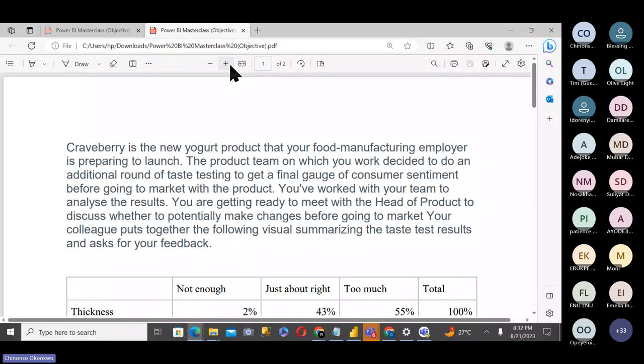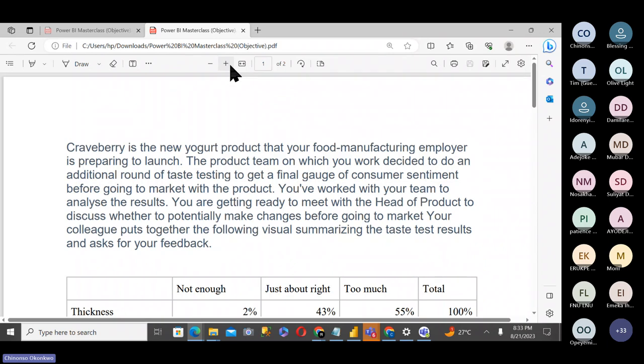Crayberry, the new yogurt product that your food manufacturing employer is preparing to launch. The product team on which you work decided to do an additional round of taste testing to get a final gauge of customer sentiment before going to market. You've worked with your team to analyze the results. You're getting ready to meet the head of product to discuss whether to potentially make changes before going to market. Your colleague puts together the following visual summarizing the taste test results and asks for your feedback.